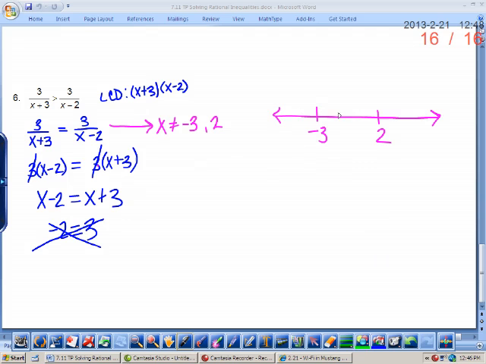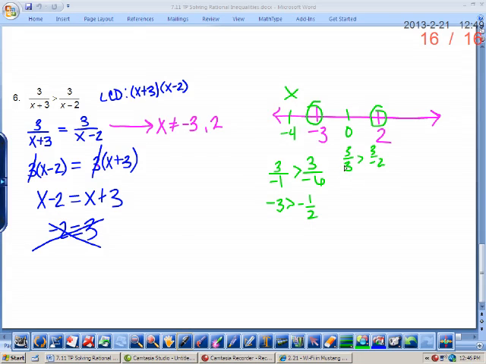What are our circles at negative 3 and 2? Open. All right, let's try negative 4. If I plug in, 3 over negative 4 plus 3 is negative 1. I want to know if that's greater than 3 over negative 6. Is negative 3 greater than negative 1/2? No. All right, what do you want to test between negative 3 and 2? 0. So I try 3 over 3. Is that greater than 3 over negative 2? Yes.